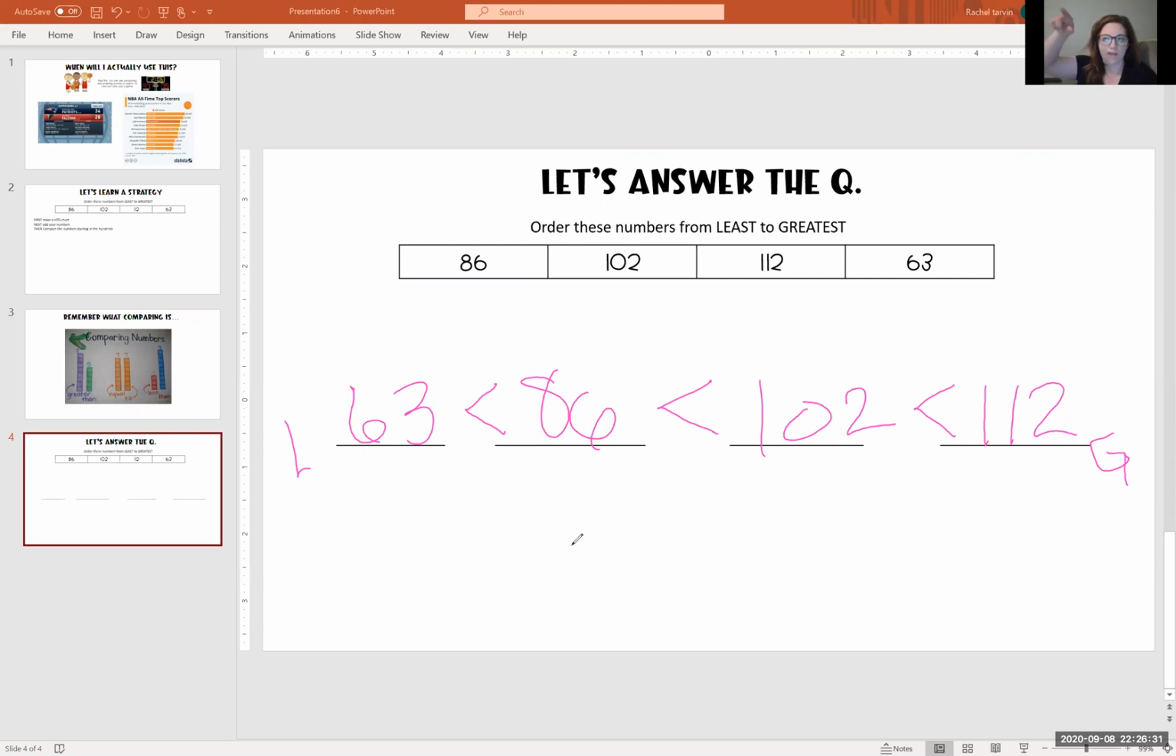You've got your greatest number on this end over here and your least number over on that end. All right? If you have any questions, make sure that you ask an adult to contact your teacher and that you get help. Don't just be confused. Get help, okay? Before we go, I want to share my screen one more time and make sure that you know what to do in this Seesaw activity as well.